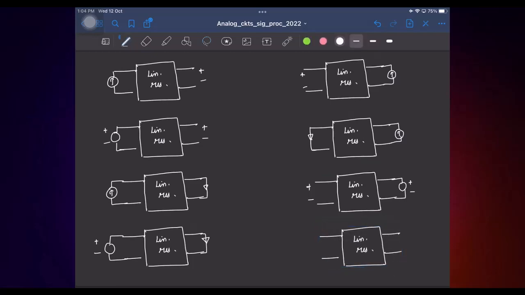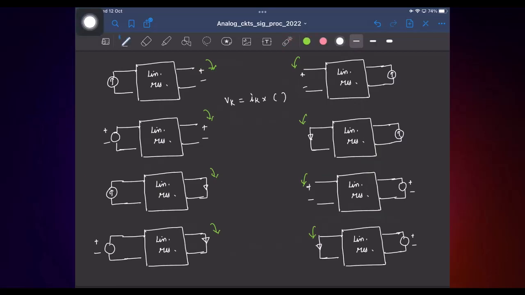I can get the same response by applying a voltage here and measuring the current. And please remember, the response measured is in this polarity. And you can apply reciprocity only if you can write the branch voltage as the corresponding branch current times something. Only if you can write it for every branch can you apply this reciprocity.